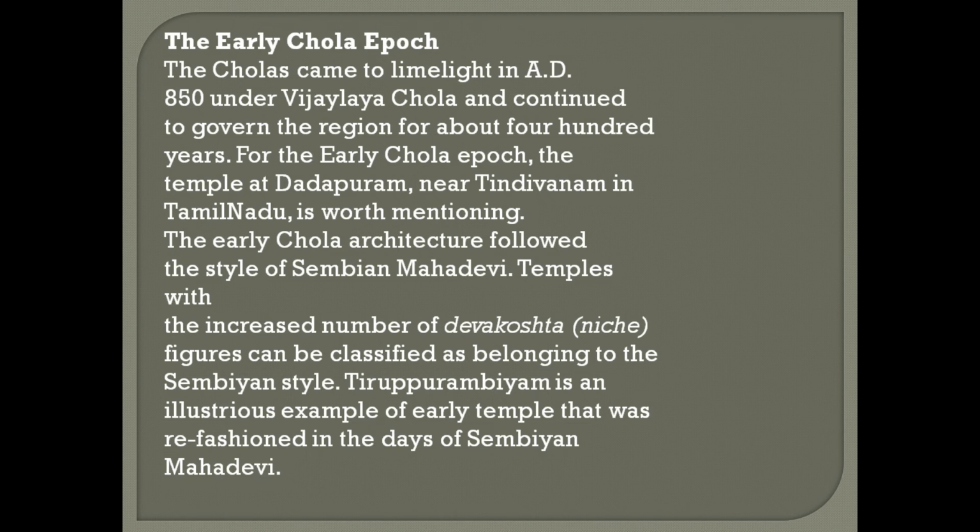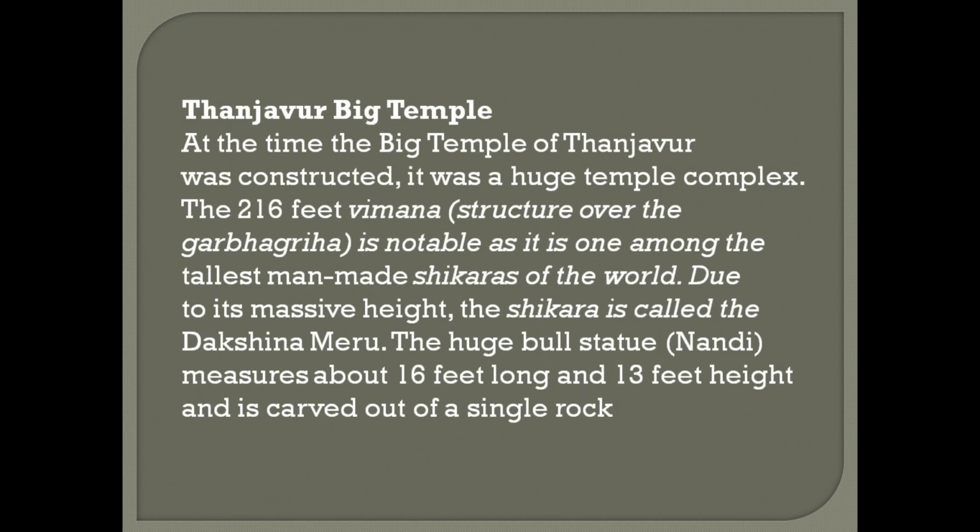Tirupurambiyam is an illustrious example of an early temple that was refashioned in the days of Sembiyan Mahadevi. Next, Tanjavur Big Temple. At the time the Big Temple of Tanjavur was constructed, it was a huge temple complex. The 216 feet Vimana structure over the Garbhagriha is notable as it is one among the tallest man-made Sikharas of the world. Due to its massive height, the Sikhara is called the Dakshina Meru. The huge bull statue Nandi measures about 16 feet long and 13 feet high, and it is carved out of a single rock.